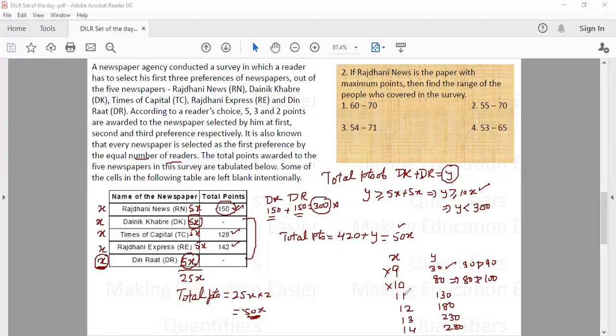If I take x to be 11, then 10x will be 110. So 130 is greater than 110. So that means this solution is possible. On the same lines, you can check that the next 4 solutions are also possible.